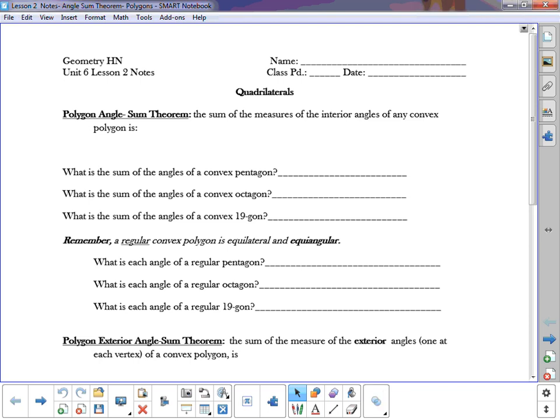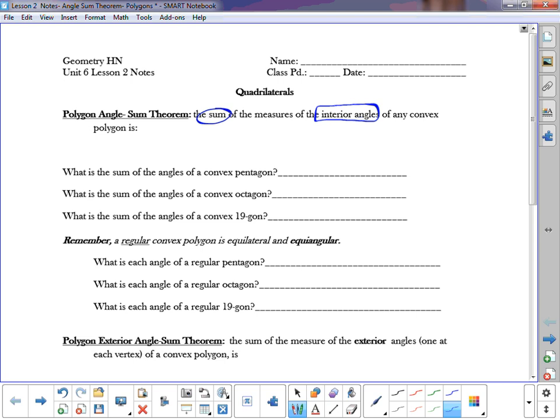Alright, so let's take a look at our notes for today. Again, it's pretty basic, but that's alright. We have those every now and then. Our first theorem is the polygon angle sum theorem. This says the sum of the measures of the interior angles. So note that it is our interior angles we're working with here. And what does sum indicate? Addition. So if we add up all of our interior angles together, then we can use this formula to find what that total sum is.